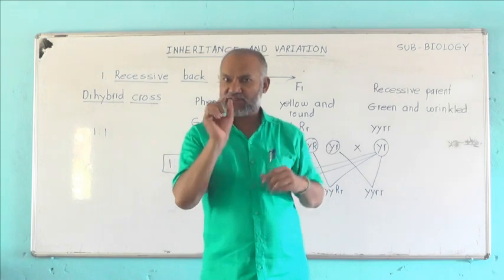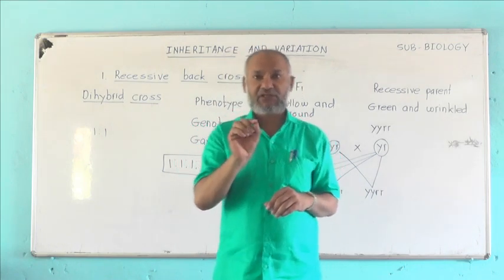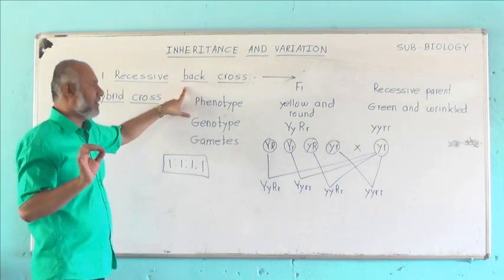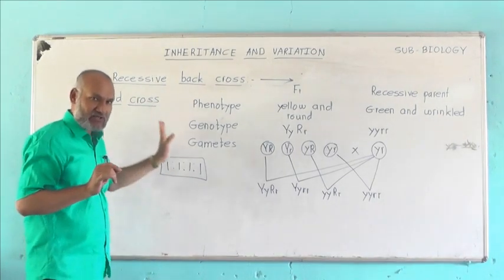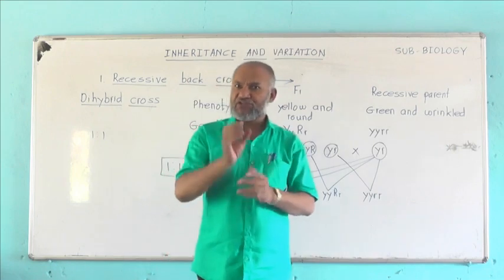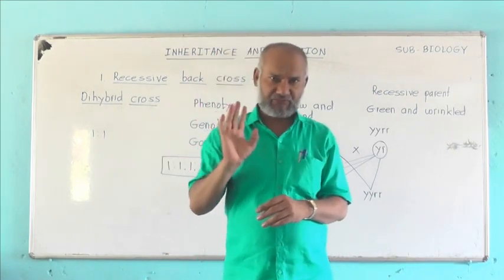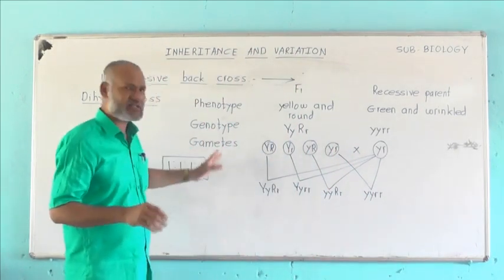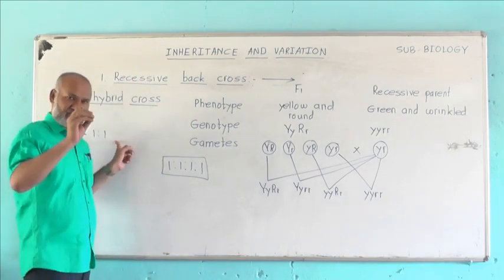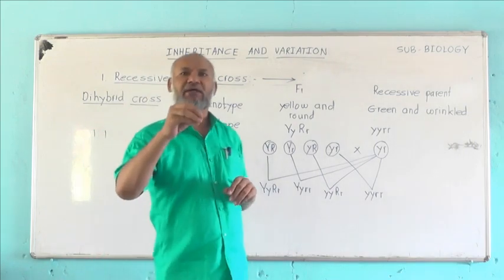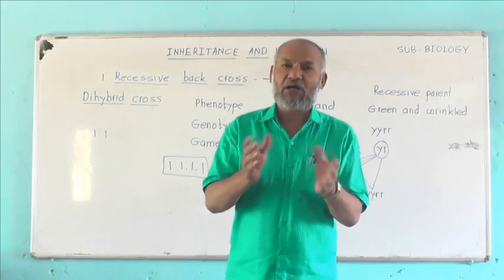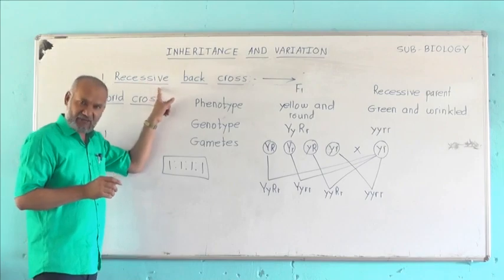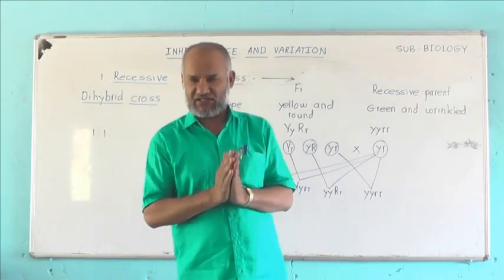Now the last important concept: what is the importance of this test cross? One most important significance is that this cross is used to identify the genotype of unknown parents. And due to its simple ratio, it is used in plant breeding for improvement of crop plants or to introduce the desirable recessive character in the next generation. Okay, thank you.